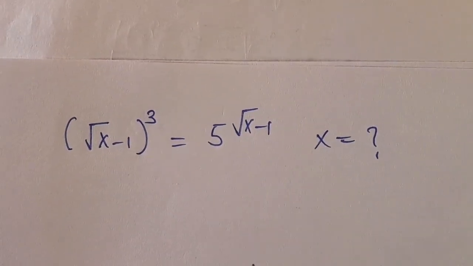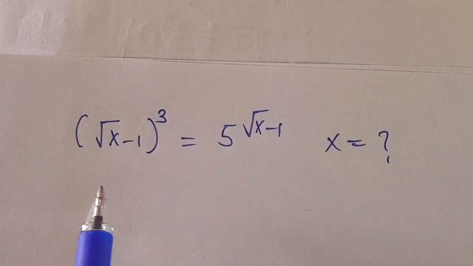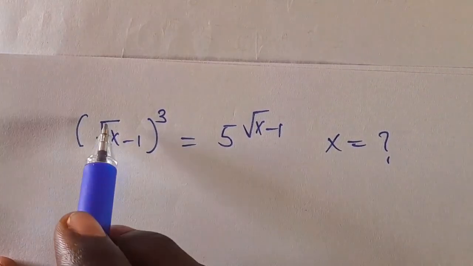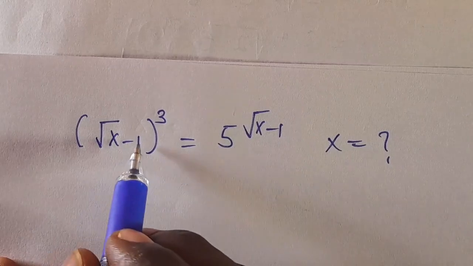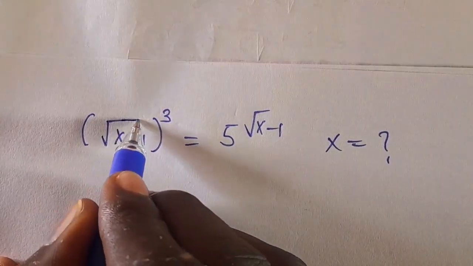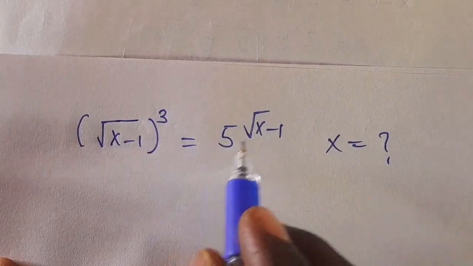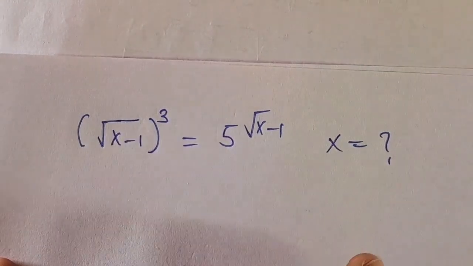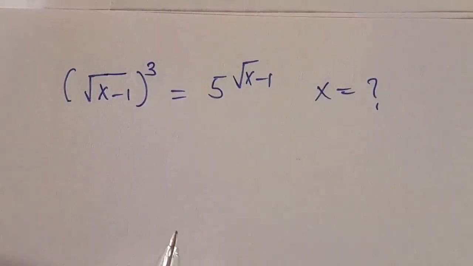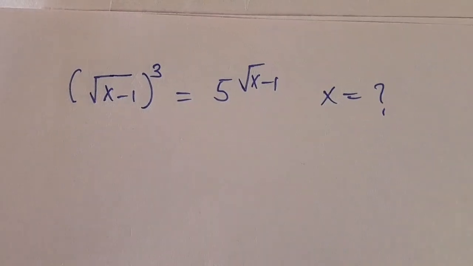Today we want to find the value of x, given that (square root of x minus 1) all to the power of 3 equals 5 to the power of square root of x minus 1. So now guys, how are we going to solve this problem?